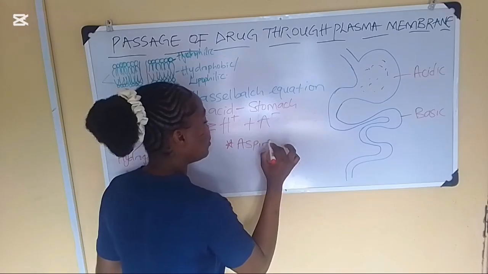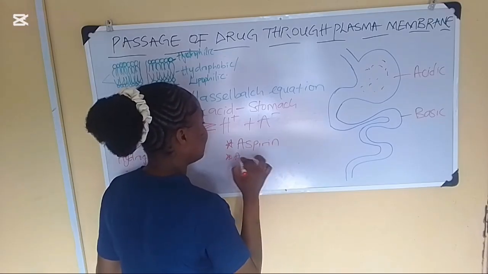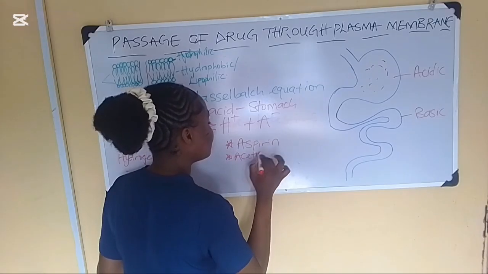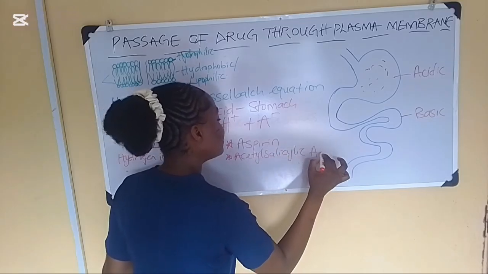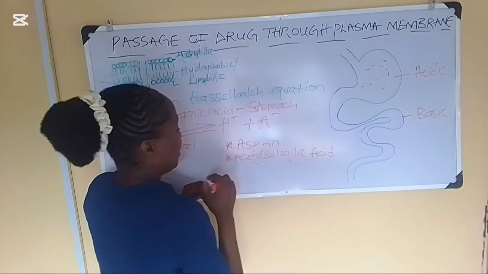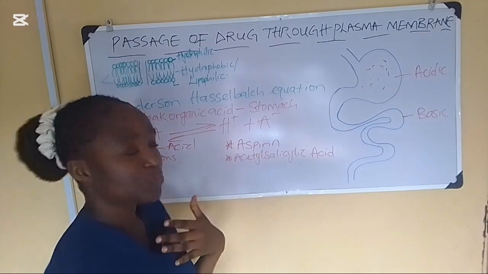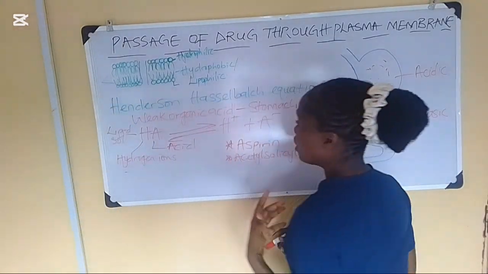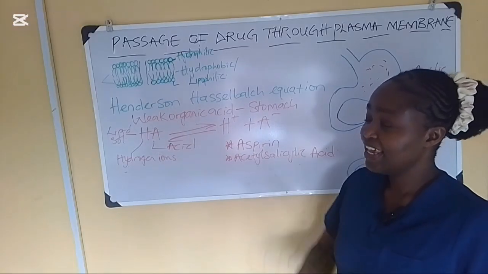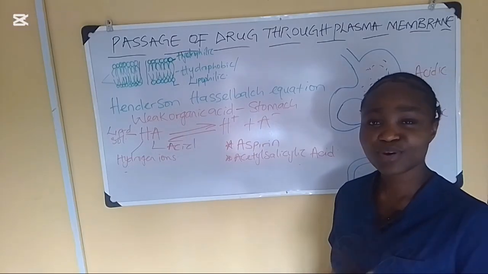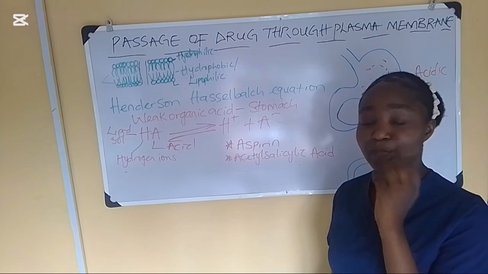Another name for aspirin is acetylsalicylic acid. Now let's work with aspirin. We need aspirin in its lipid soluble form to be able to cross past membranes.